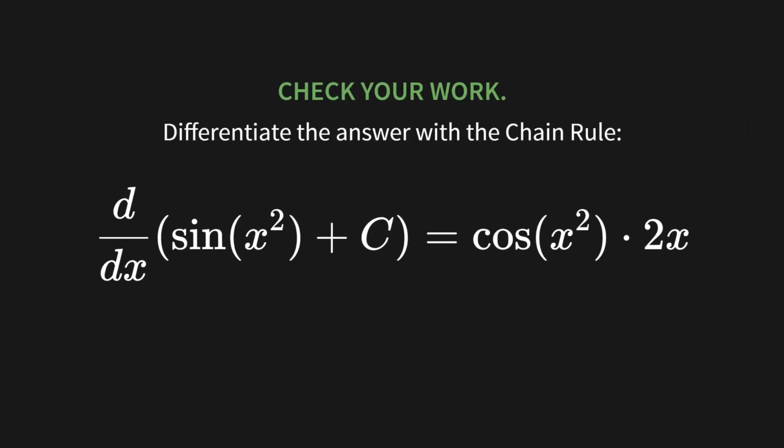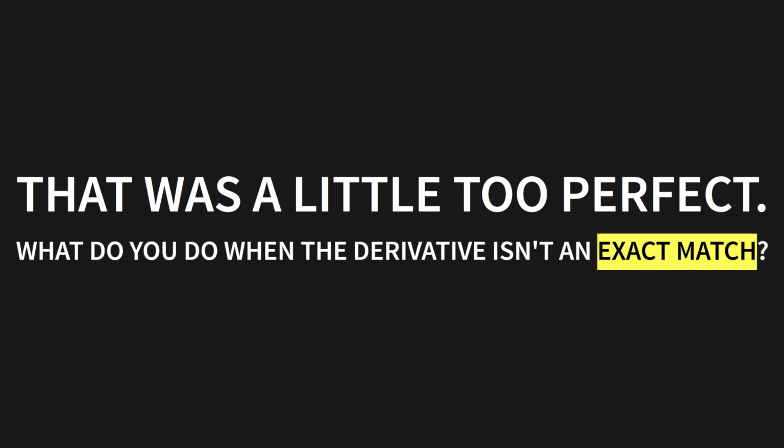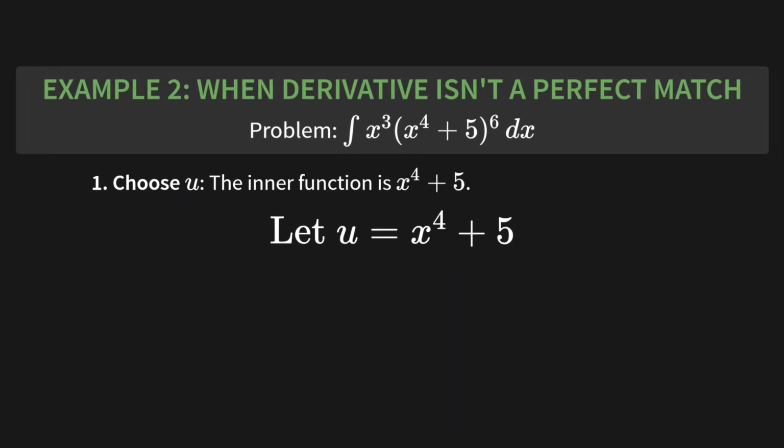Differentiate the answer with the chain rule. The derivative of sine of x squared plus c is cosine of x squared times 2x. It's a perfect match. Okay, that was a little too perfect. What do you do when the derivative isn't an exact match? Let's look at example 2, when the derivative isn't a perfect match.